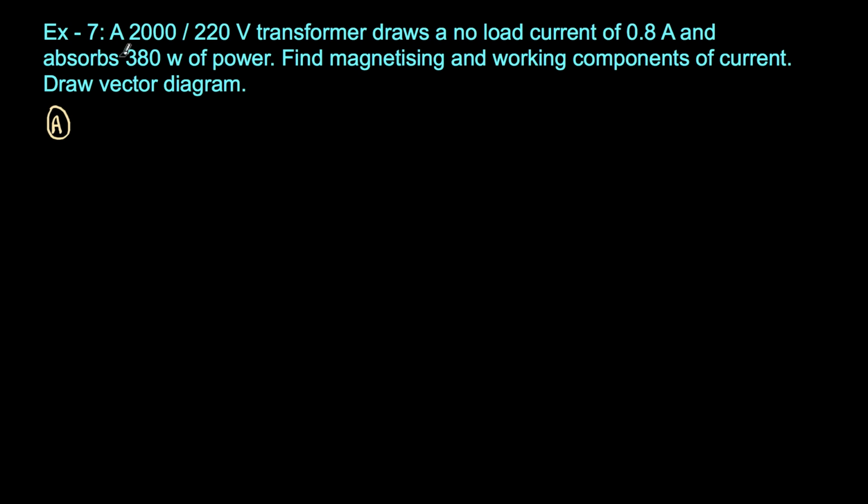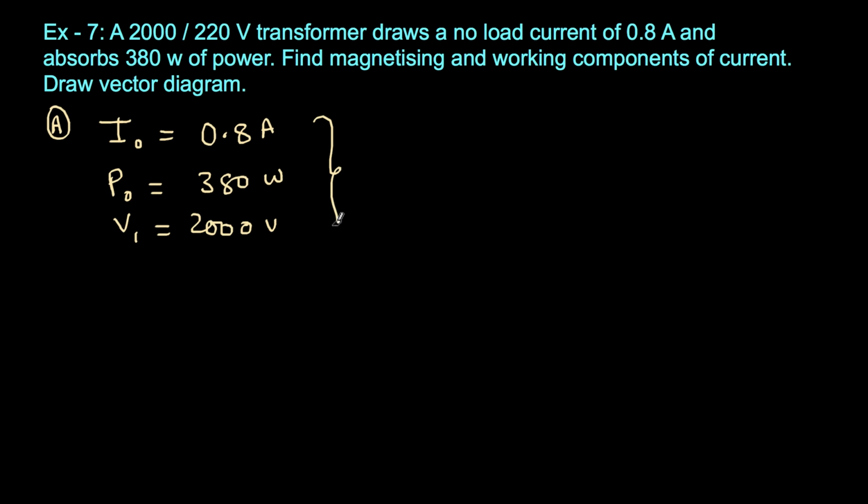I have a 2000 by 220 volt transformer. This is a step down transformer, and it draws a no load current of 0.8 amperes and absorbs 380 watts of power. Let's use our notations. I naught is the notation for the no load current and it is 0.8 amperes. I don't know the angle of this I naught with reference to V, but let's wait on it. P naught, the no load power, is 380 watts, and V1 is 2000 volts.